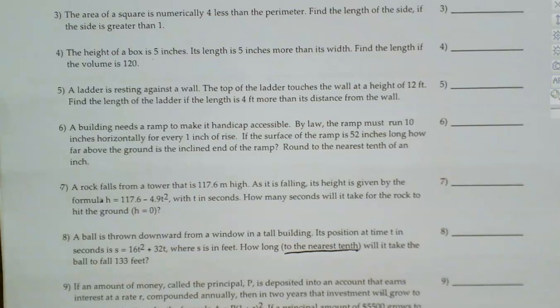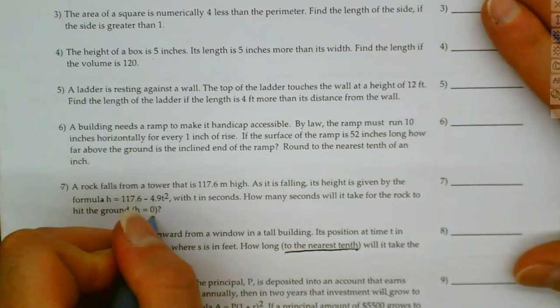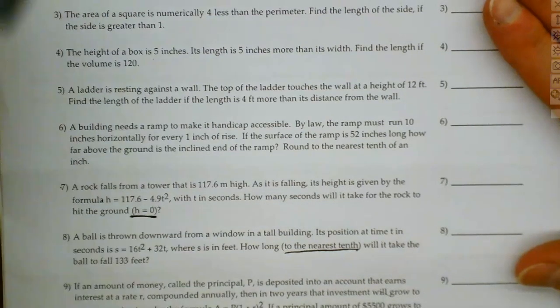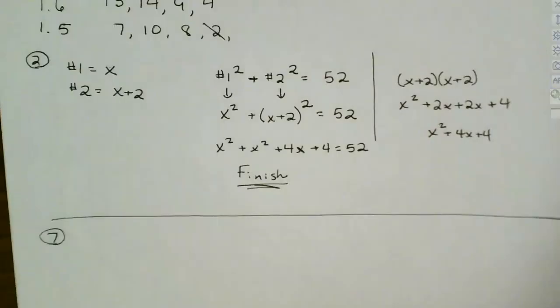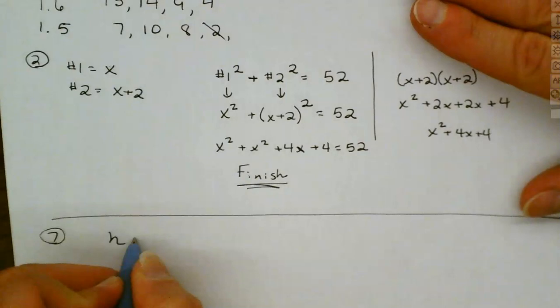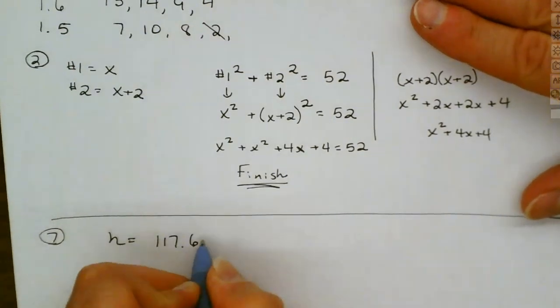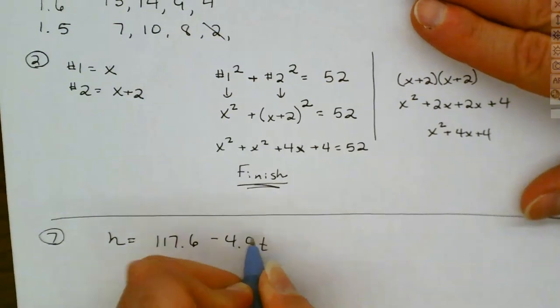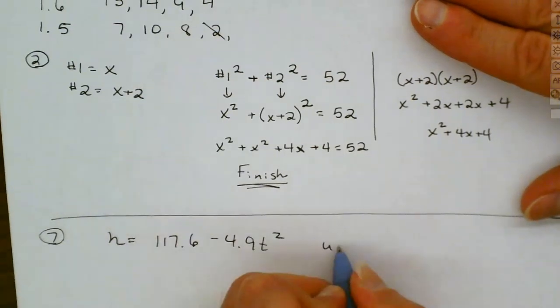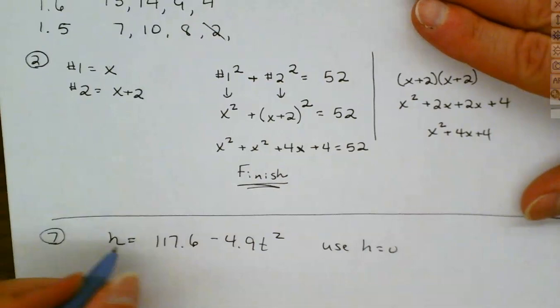And what are we looking for here? Rock to hit the ground, that means h is going to be what? 0. So let's write up our formula. 117.6 minus that 4.9 t squared. We're going to use h equals 0. So that gives you this.